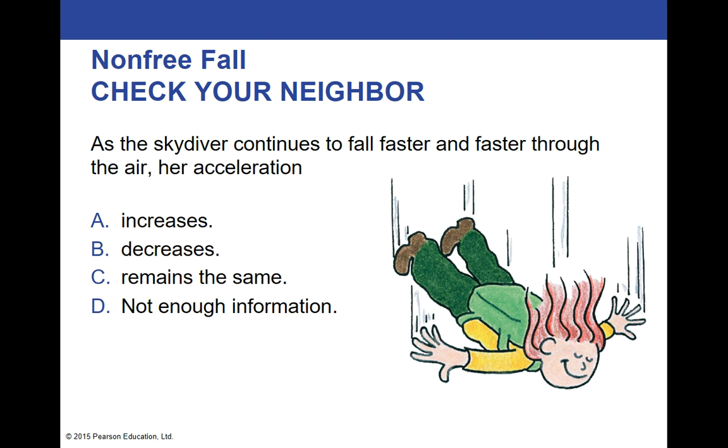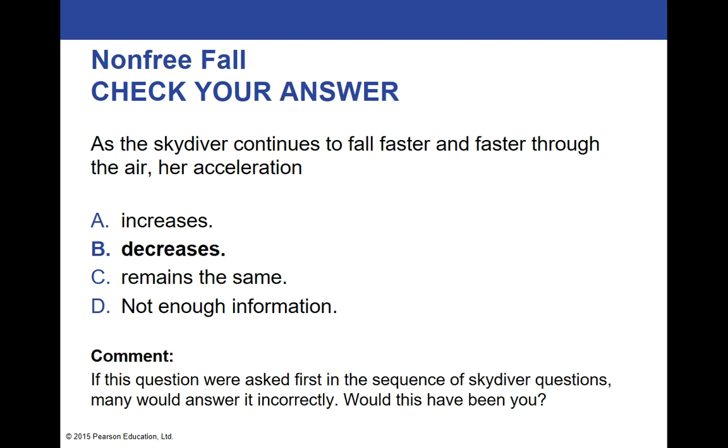So part 2, we have a skydiver falling faster and faster. We've just learned that the net force on that faster and faster falling skydiver is decreasing. So now we ask, what happens to the acceleration of the skydiver as she falls faster and faster through the air? Well, if we are going to decide that her net force decreases, Newton's second law tells us that her acceleration must also decrease. So it goes like the following.